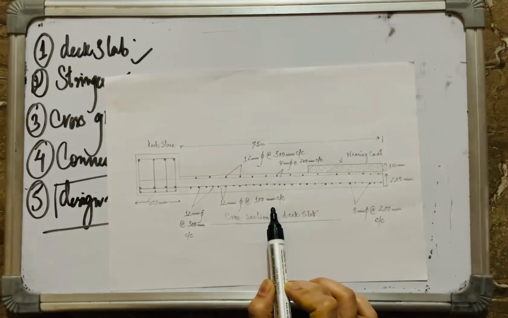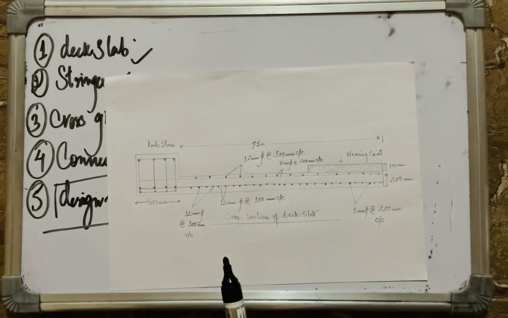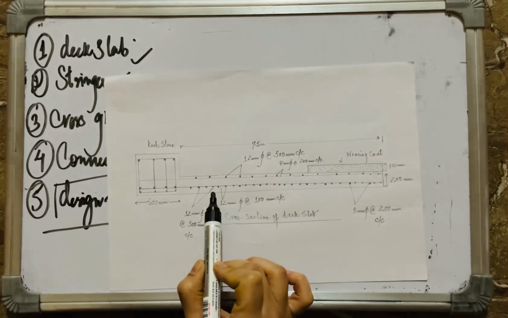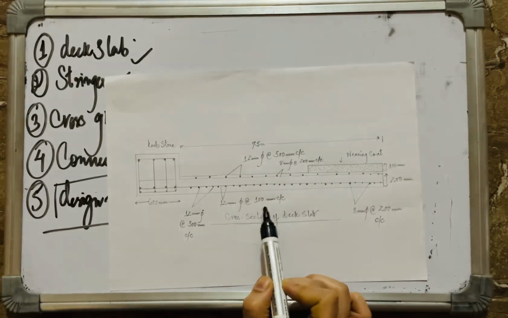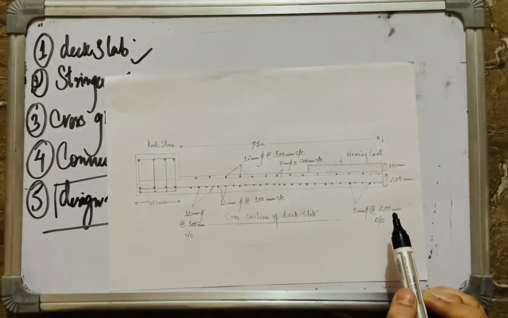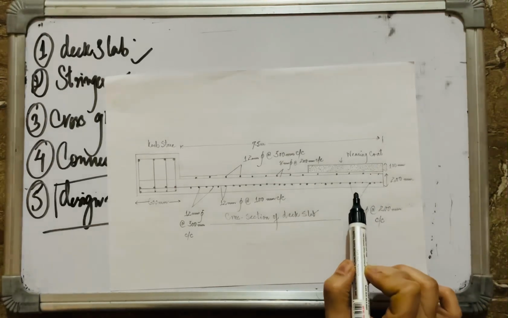So this, and we have used 12 mm dia bars at the rate of 300 mm center to center along length. So these will be shown like this in the cross section, and this is along the shorter span. This is along length. Moreover, we have also used distribution steel of 8 mm at the rate of 200 mm center to center spacing, which is shown like this or here.